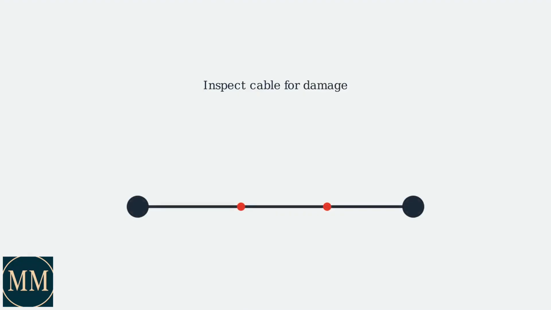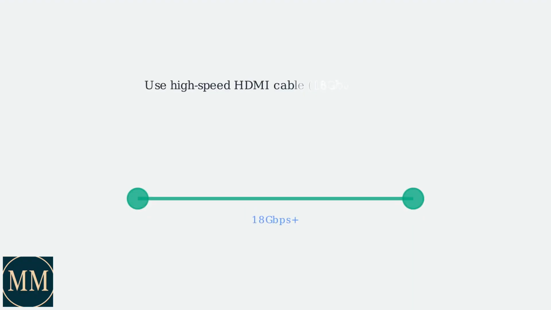A faulty HDMI cable is a common culprit behind no signal errors. Start by inspecting the cable for any visible damage like frayed ends, bent pins, or cuts in the insulation. Ensure you're using a high-speed HDMI cable rated for 18 Gbps or higher, especially for 4K resolutions. Lower-rated cables may not support the required bandwidth.